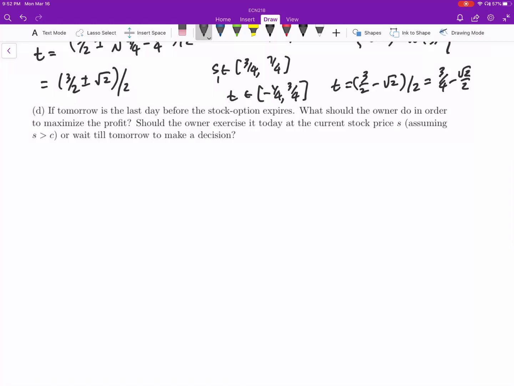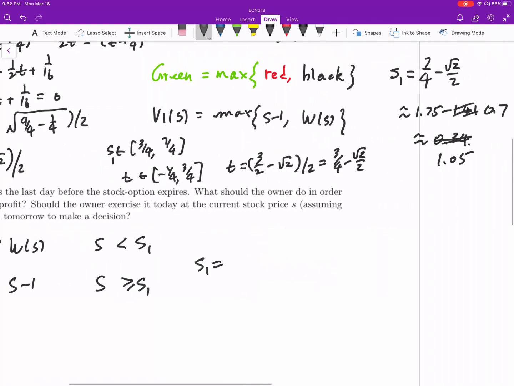So the conclusion now should be relatively easy because we have V1 of S equal to W of S if S is less than S1. And it's going to be S minus 1 if S is greater than S1. And S1, the value, is equal to 7/4 minus √2 over 2, which is approximately 1.05.